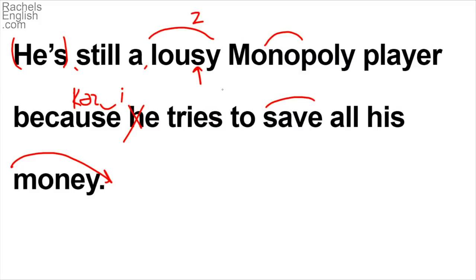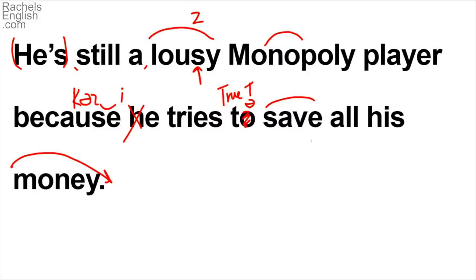Because he tries to save all his money. Tries to. To. True T, but the vowel is not 'to', it's to, the schwa. Tries to. And do you hear a CHR in tries? That's really common, to pronounce the TR as CHR.